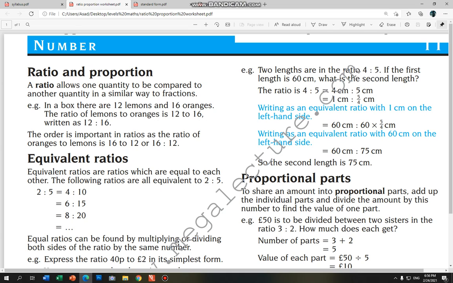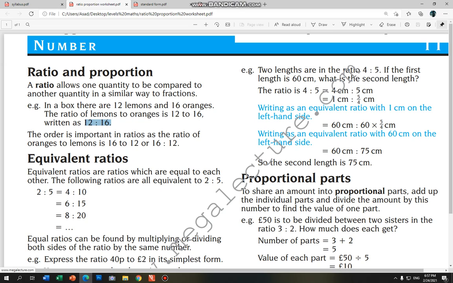For example, it allows one quantity to be compared to another quantity in a similar way. For example, in a box there are 12 lemons and 16 oranges. The ratio of lemons to oranges is 12 to 16 and written as 12 ratio 16.